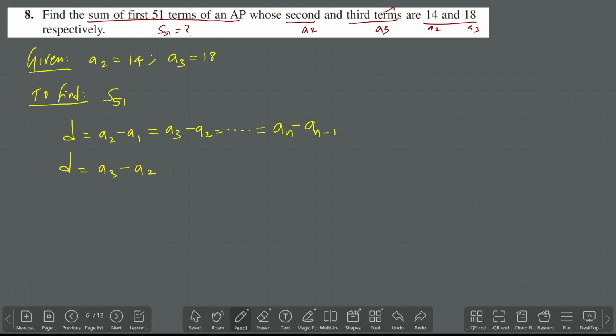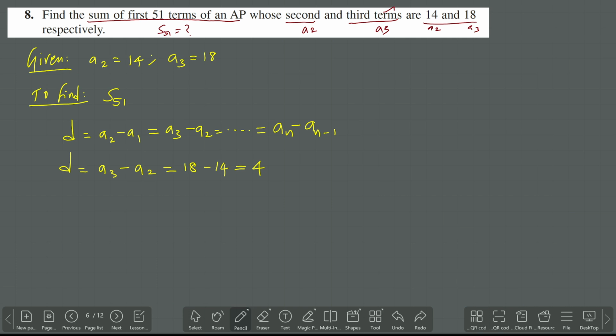So what is my A3? 18. What is my A2? 14. Then what is my D? 4. That's it. We got the D value without using elimination, or with elimination you can also bring it, not a problem. This is a little time saved in the examination time.